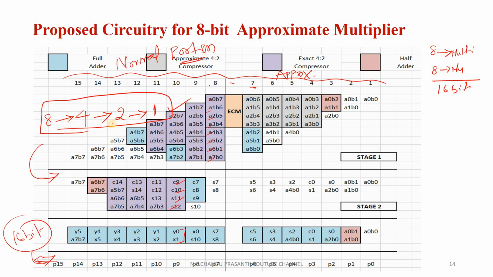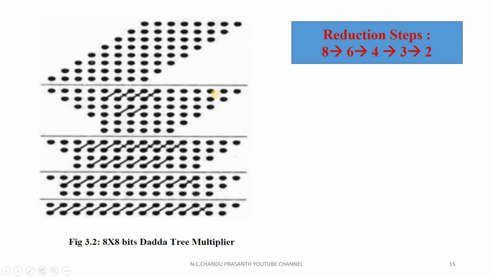So if you see, within just 3 stages, we can get the output. Every time the partial product height is reduced. First it is 8, after that we reduce it to 4, then 2, then 1. Okay, so that is the proposed circuitry for 8-bit multipliers.